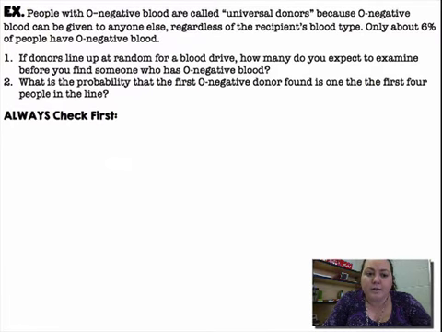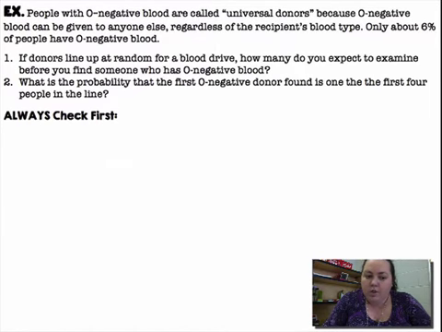Alright, so our example with the O-negative blood. People with O-negative blood are called universal donors because O-negative blood can be given to anyone regardless of the recipient's blood type. Only about 6% of people have O-negative blood. If donors line up at random for the blood drive, how many do you expect to examine before you find someone who has O-negative blood?